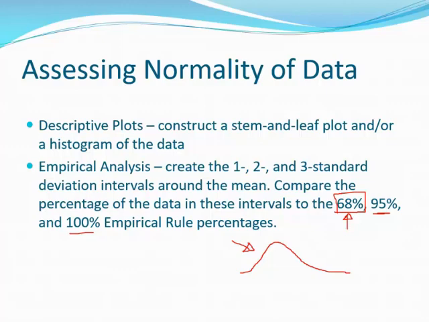And I guess I should mention there's 4 different ways of assessing normality. There's not the right one and the wrong one. You would want to look at several of these and just kind of get a consensus. Take a look at the empirical analysis. If it looks pretty good, then the stem and leaf plot, the histogram, would probably support that.